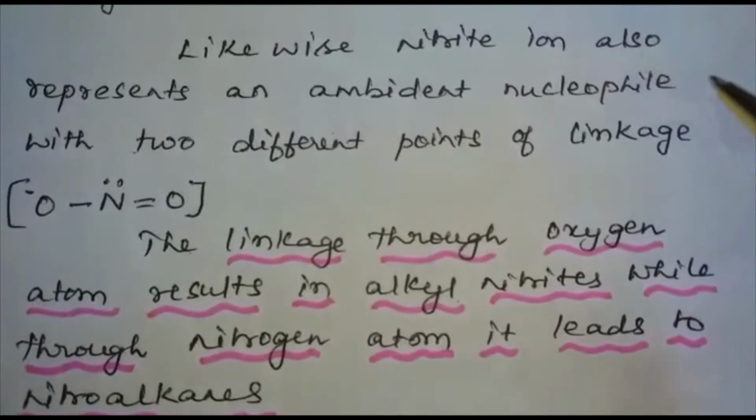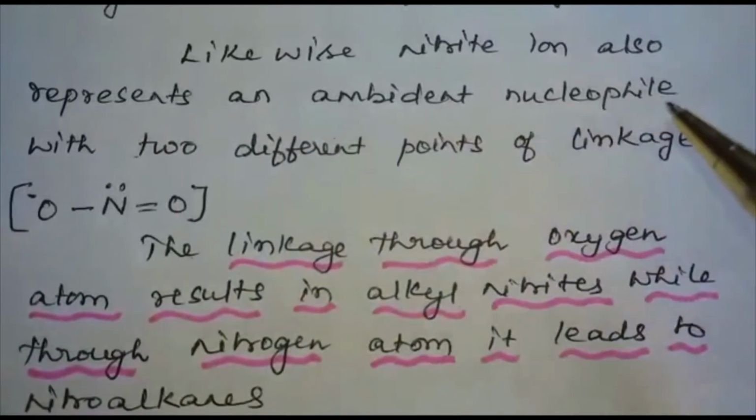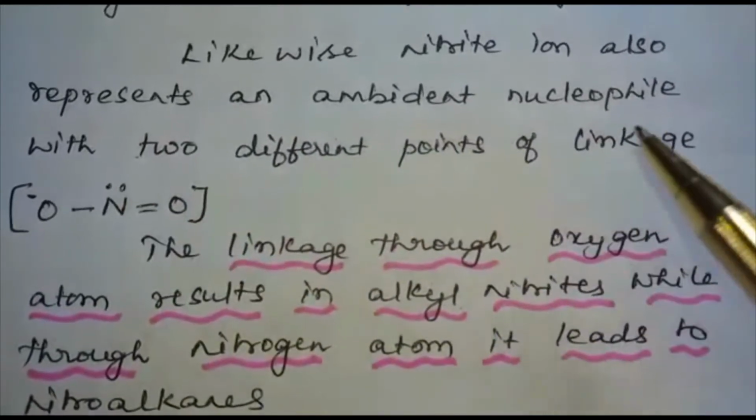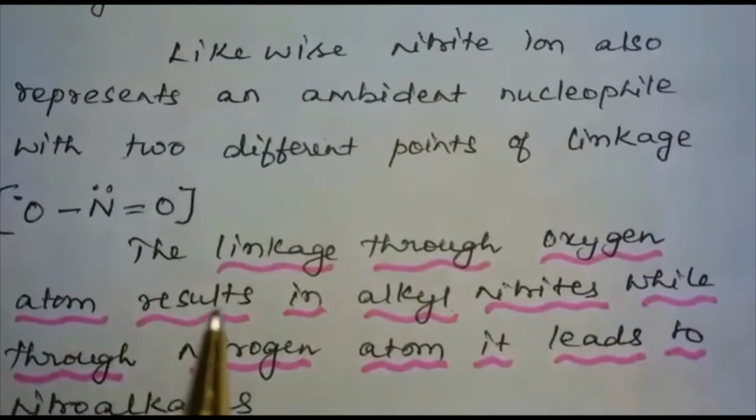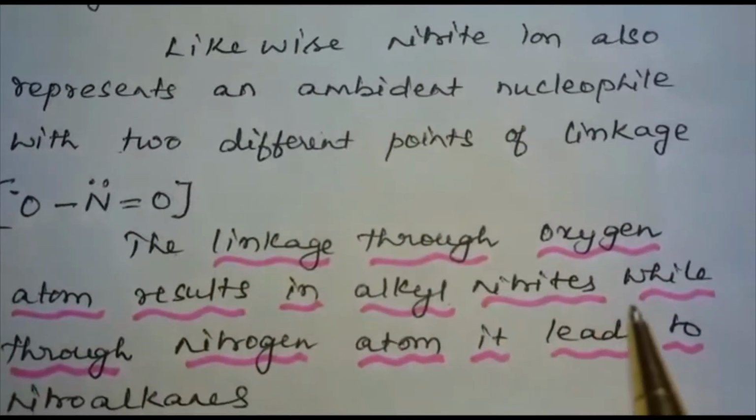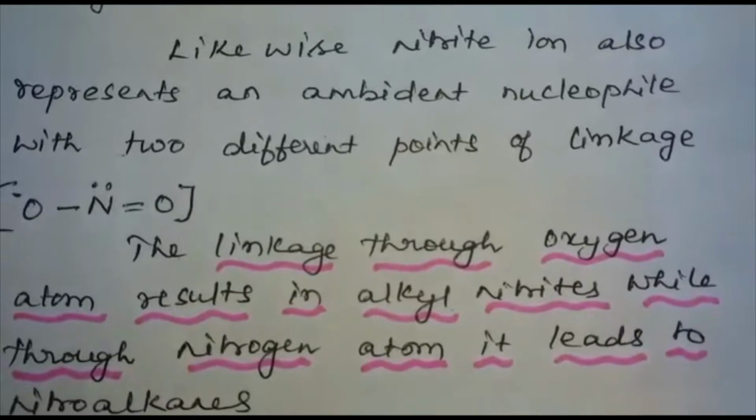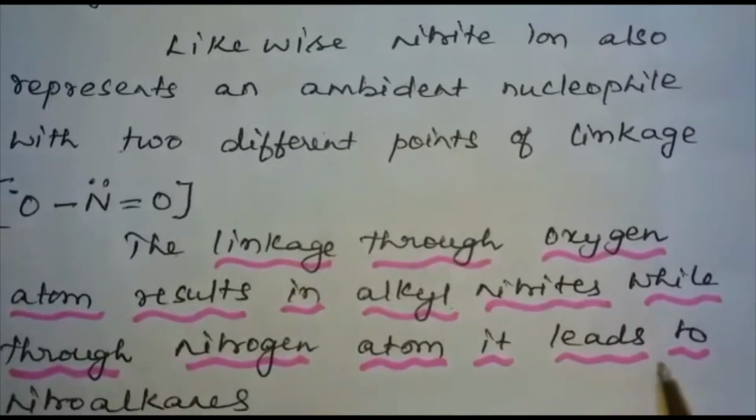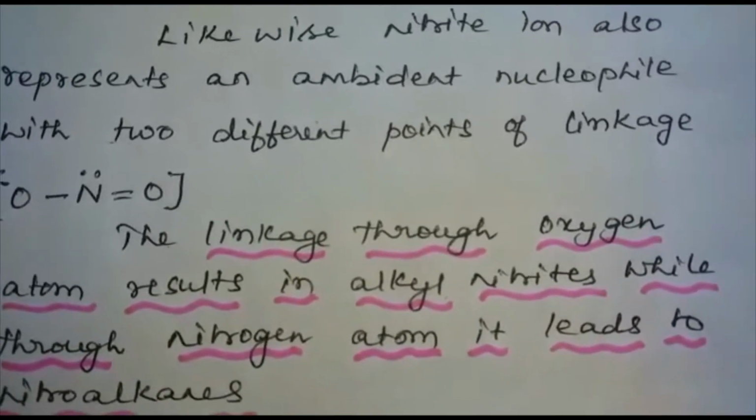Likewise, the nitrite ion also represents an ambident nucleophile with two different points of linkage. The linkage through the oxygen atom results in alkyl nitrites, while through the nitrogen atom it leads to nitroalkanes.